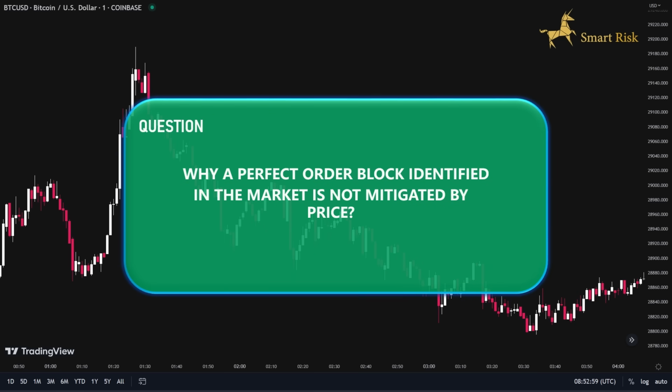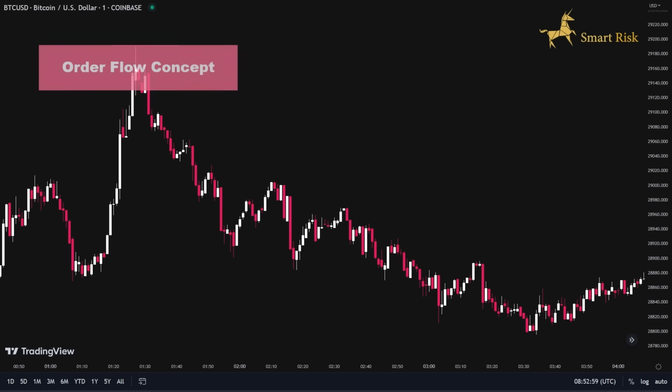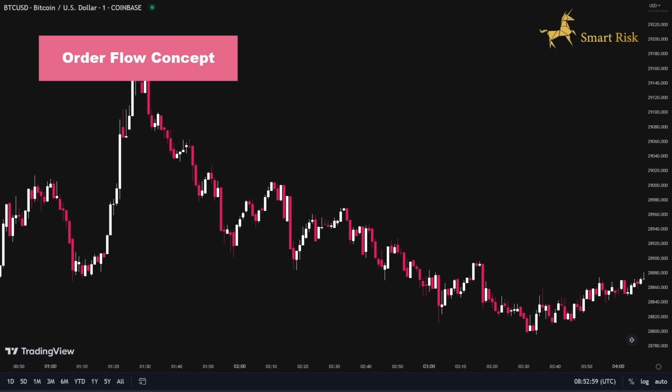Traders often wonder why a perfect order block identified in the market is not mitigated by price, especially when the market continues in the anticipated direction. Understanding order flows is essential to answer this question. While order blocks provide valuable insights, they do not guarantee price behavior. Factors such as market sentiment, economic conditions, and supply and demand dynamics also influence price movements.